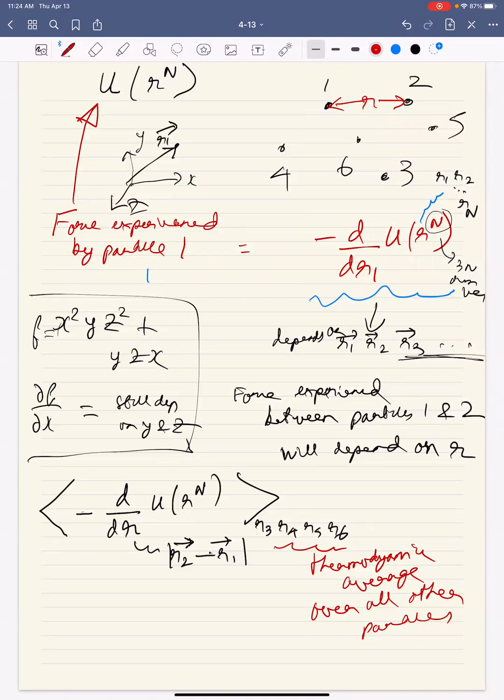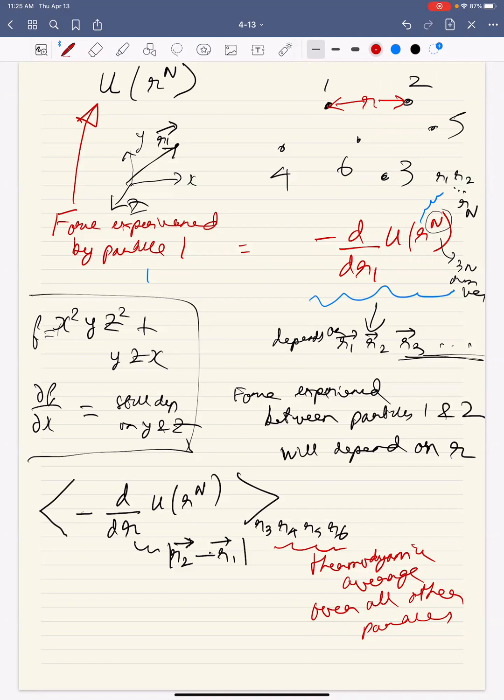In experiments, it's actually quite easy. In experiments, you will just focus on your two particles and study how they are. But an experiment naturally gives you the averaging over the environment, right? If you're observing it long enough, it happens naturally. Simulations, it's a bit harder. So this is the thermodynamic average over all other particles.